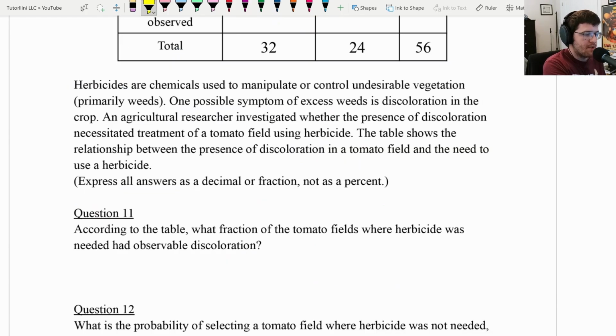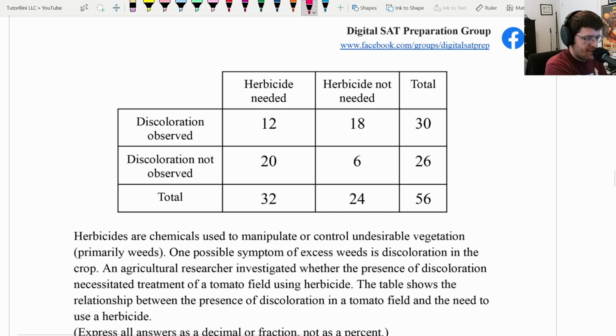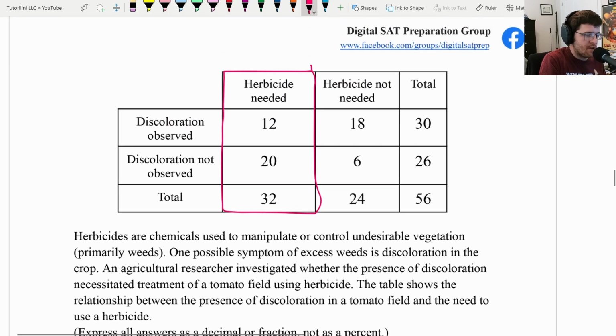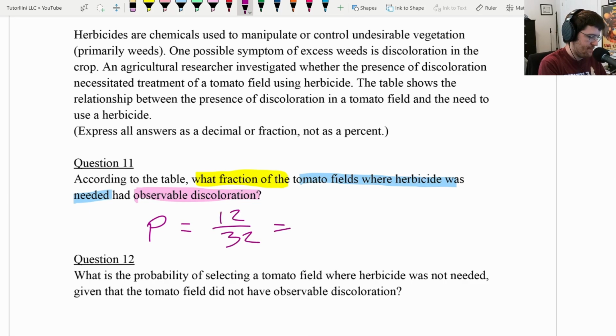Okay, question 11. So this one says, what fraction of the, so that's some keywords telling us that the target group is going to come right after that. Tomato fields where herbicide was needed. Okay, so we're going to look at where herbicide was needed. Okay, so that is this column right here. And it says, had observable discoloration. So discoloration observed, that's 12 out of a total in that box of 32. So the probability is 12 over 32. Let's see what that reduces to. That is 3/8.